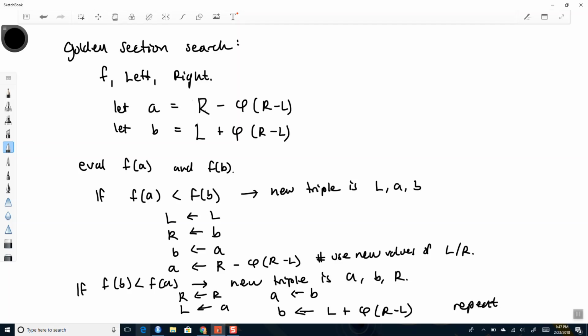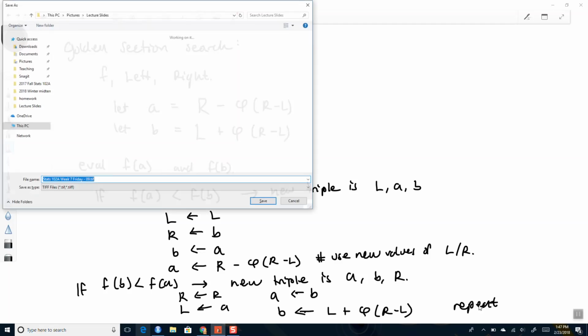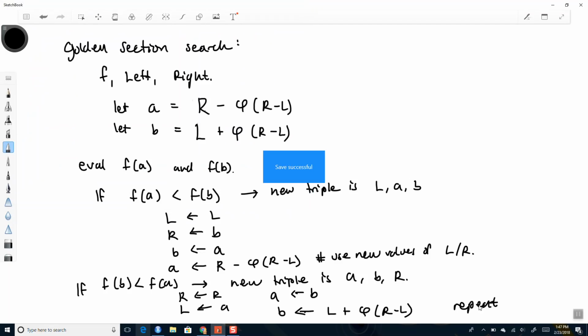So you just keep iterating through this whole process until the difference between your left point and your right point, the difference between L and R, goes below some tolerance threshold. Okay, maybe they get within 1/1,000,000th of each other, and then you say, okay, I'm satisfied. This has got to be where my minimum is. Sounds good?